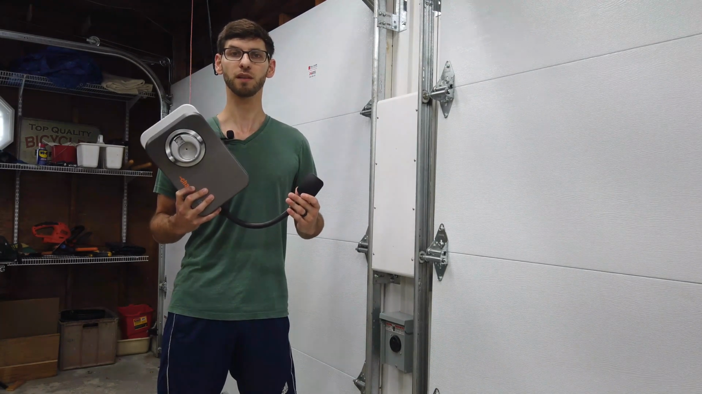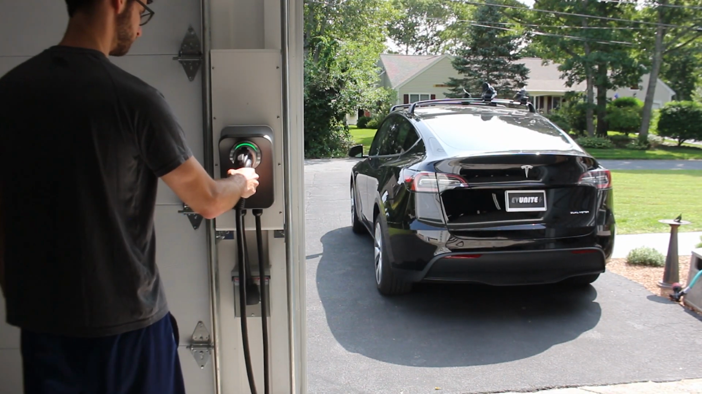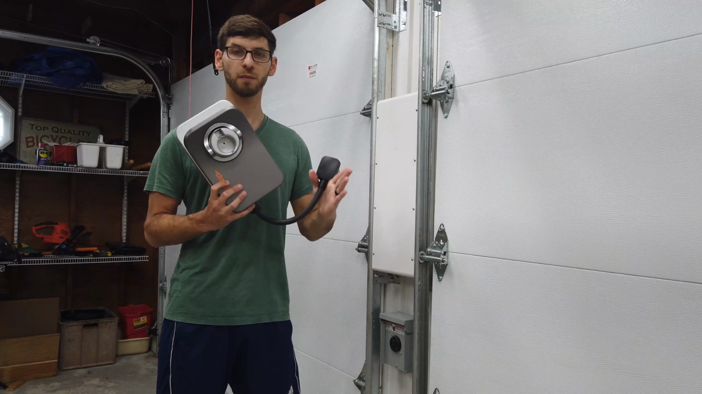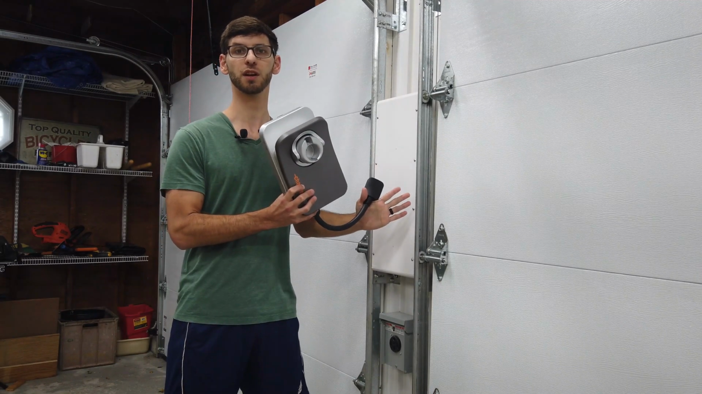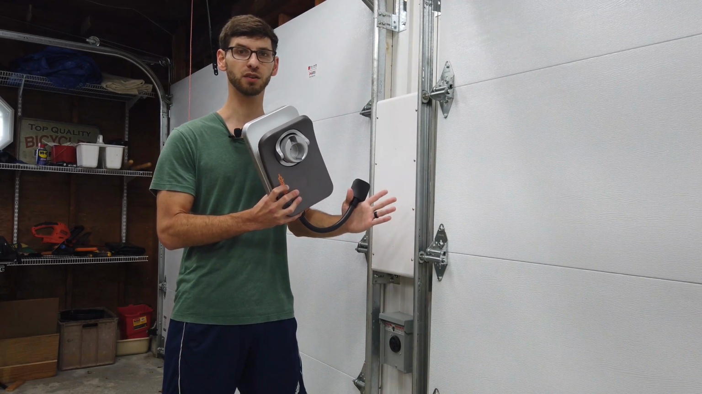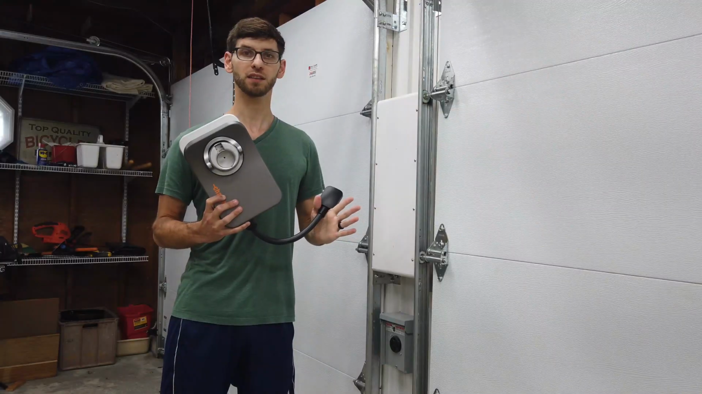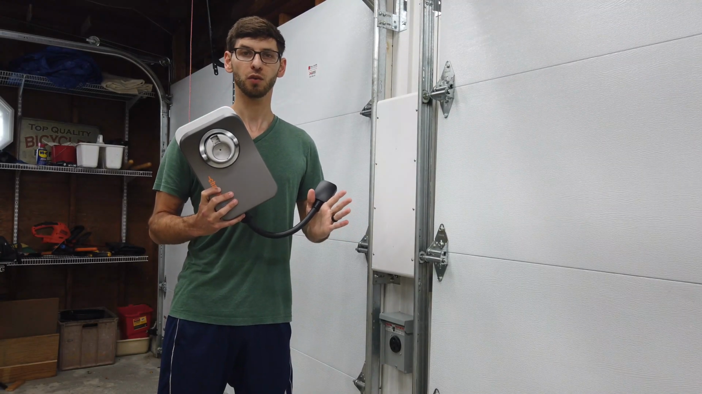The charging cable is 23 feet long, and that gives you plenty of length to reach from the charger to your vehicle. You can choose to run the wire from the electrical panel to the location you're going to be mounting the charger yourself, but if you're not comfortable doing electrical work, then I would definitely recommend hiring an electrician for this step.